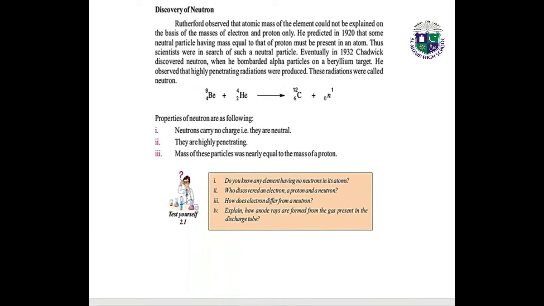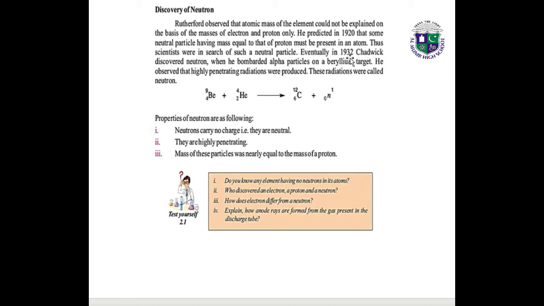Next we have the discovery of neutrons. Rutherford observed that the atomic mass of an element could not be explained on the basis of the masses of electrons and protons only. He predicted in 1920 that some neutral particles having mass equal to that of a proton must also be present in an atom.